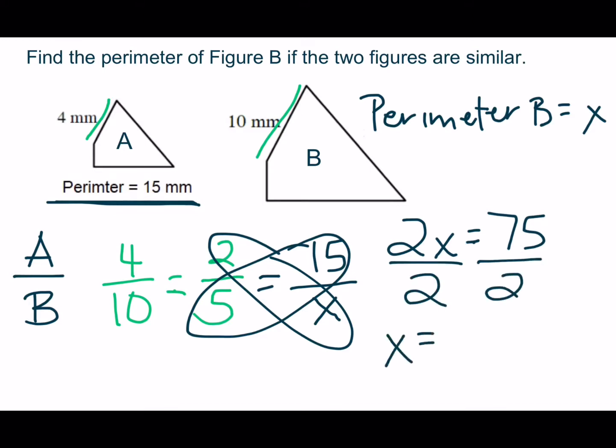X equals 37.5 millimeters. So the perimeter of figure B is going to be 37.5 millimeters.